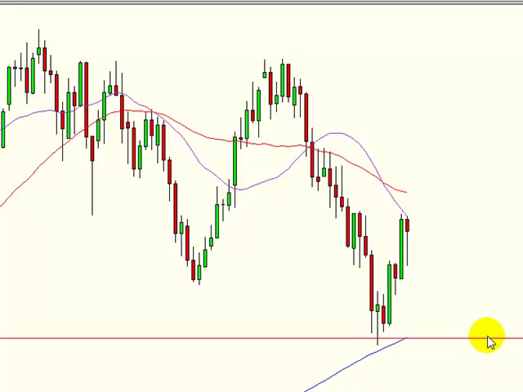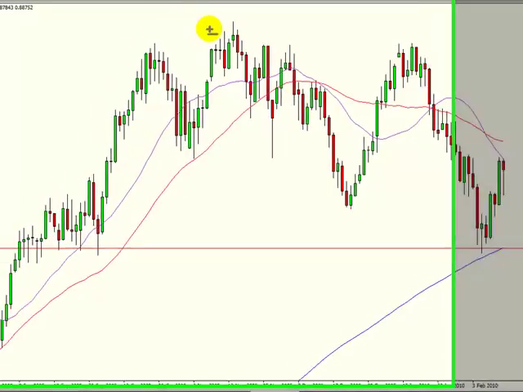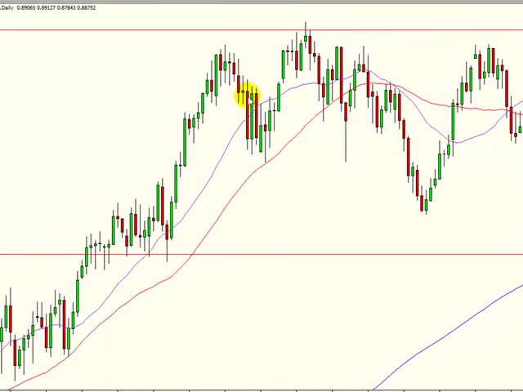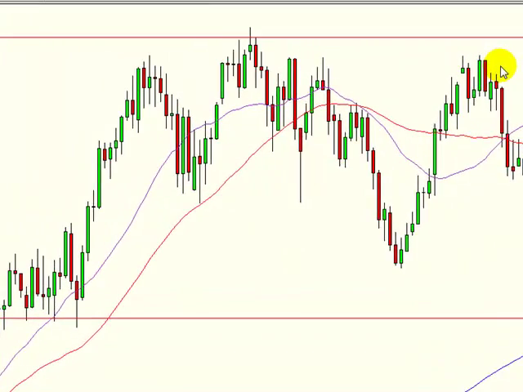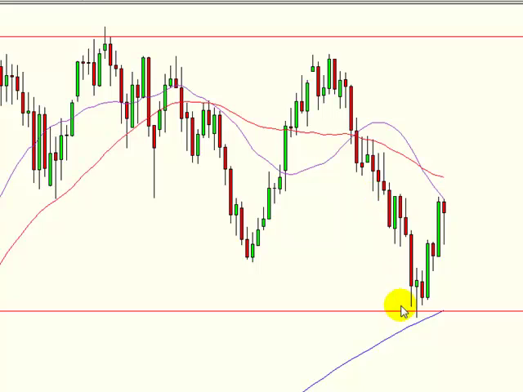I would watch for a bounce off of this level. And right now we are currently at a resistance point of the 20 period moving average, and we also have another resistance point up here where we had a triple top range. So currently we are also in a very wide trading range for this pair as well.